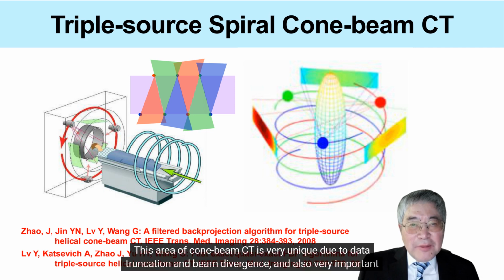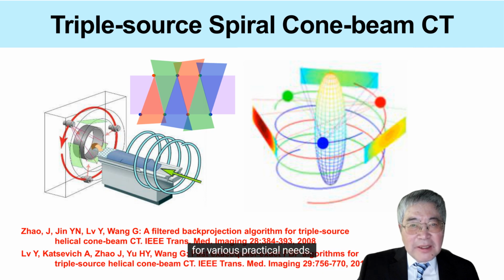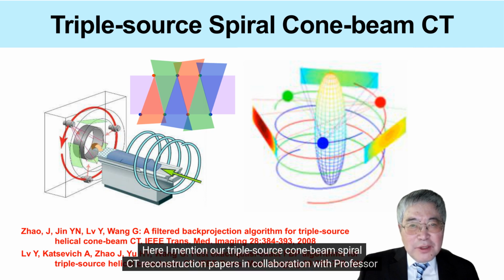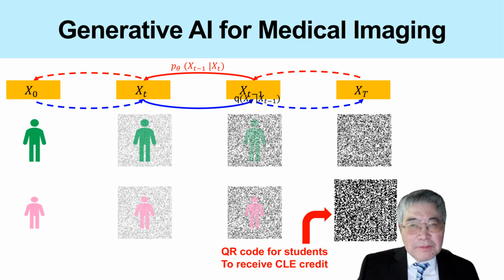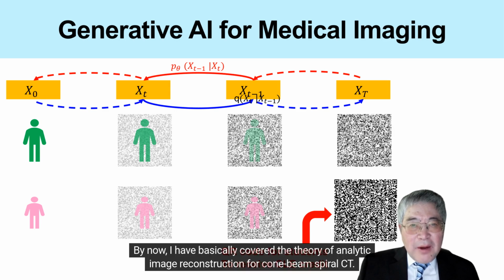This area of cone beam CT is very unique due to data truncation and beam divergence, and also very important for various practical needs. Here I mention our triple source cone beam spiral CT reconstruction papers in collaboration with Professor Katsevich and other colleagues. By now, I have basically covered the theory of analytic image reconstruction for cone beam spiral CT.